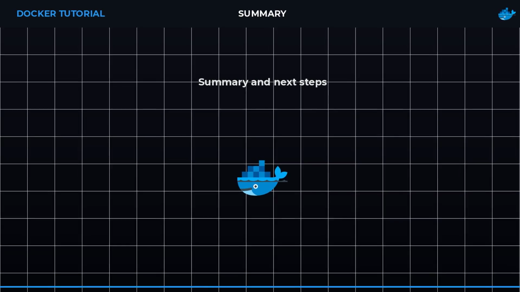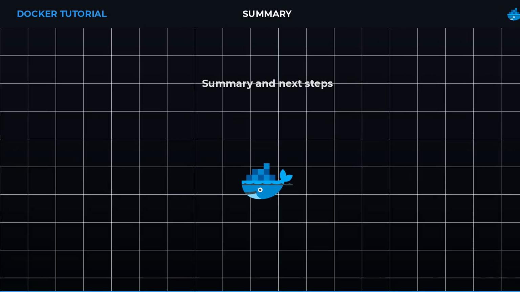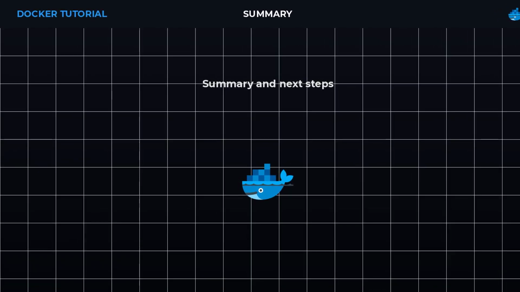In summary, the Docker cp command is a powerful tool for transferring files between your host machine and a Docker container. By following the best practices and being mindful of common pitfalls, you can use this command to streamline your workflow and improve your productivity.